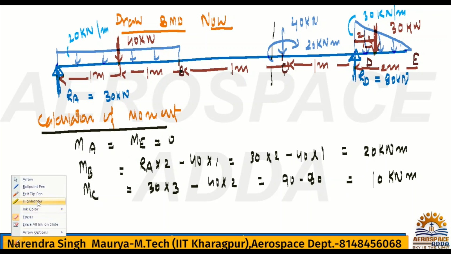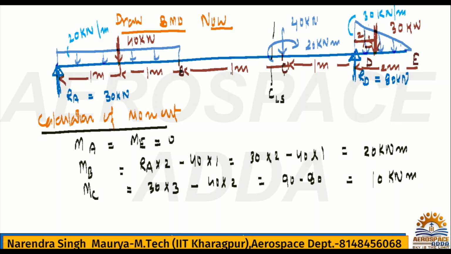or do one thing, I'll give the name better, C left side, and this is C right side. If you calculate C left side value, so this value will come. But if you calculate moment at C right side, so right side means once you cross this C, you are going to the right side. It means you are crossing C.